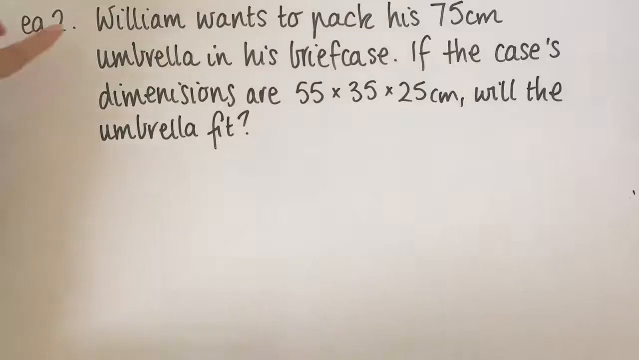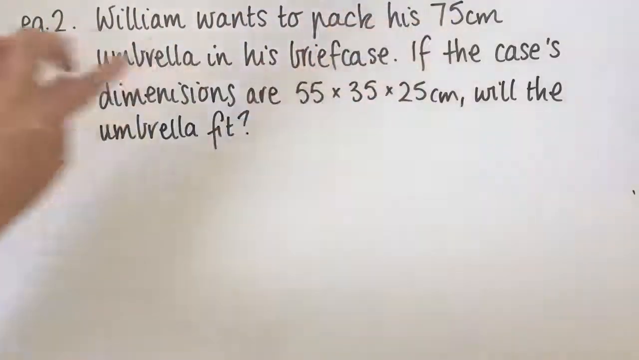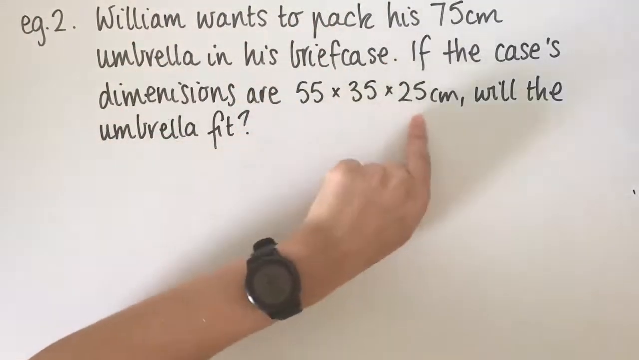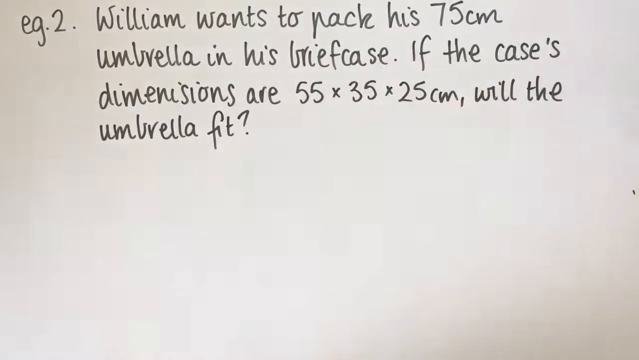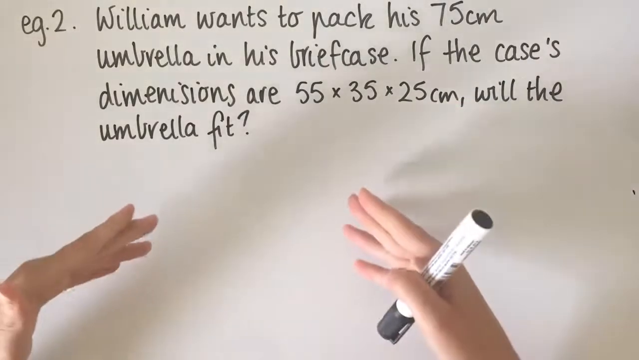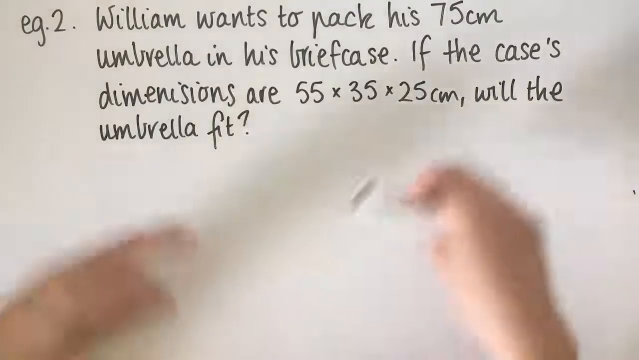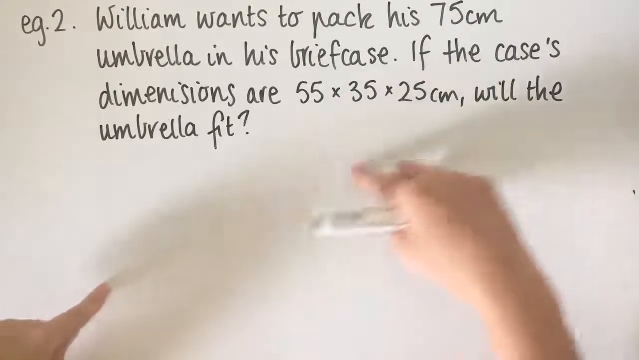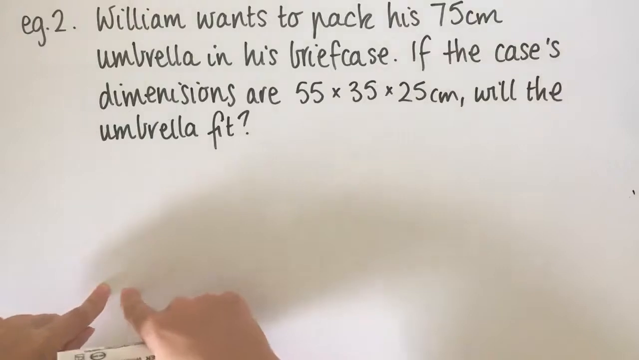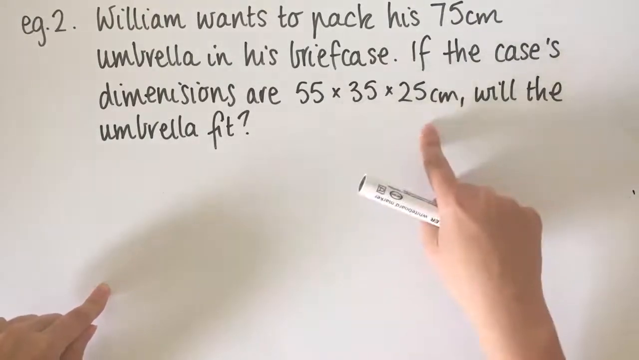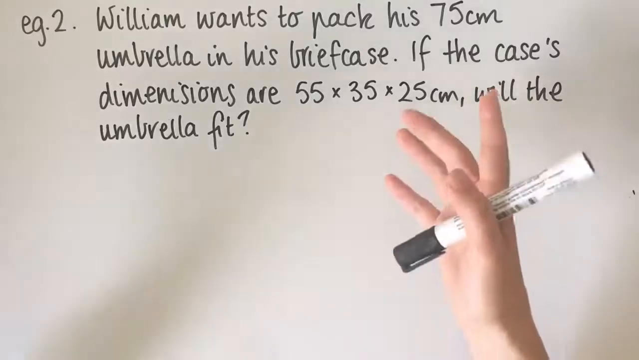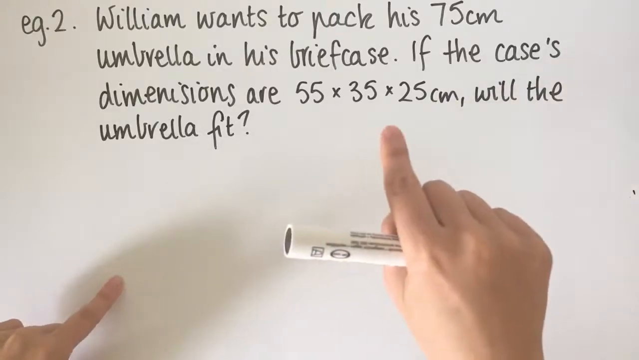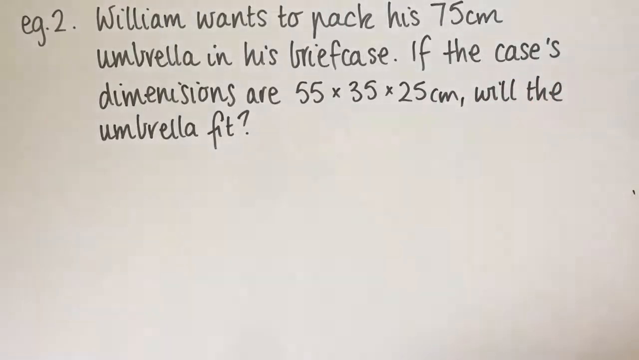All right, so for this second example, we've got William and he wants to pack his 75 centimeter umbrella in his briefcase. If the case's dimensions are 55 by 35 by 25, all in centimeters, will the umbrella fit? What this question is really asking us is, lying flat, it's unlikely that it's going to fit. We can try and work that out to start with to see if lying flat on the diagonal it'll fit, because it definitely won't fit horizontally or vertically according to these dimensions. It might fit diagonally, we'll see. And if it doesn't fit diagonally, we need to think about whether it'll fit diagonally through the middle of the briefcase. So that's what we need to work out first.